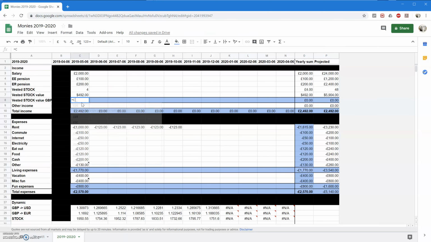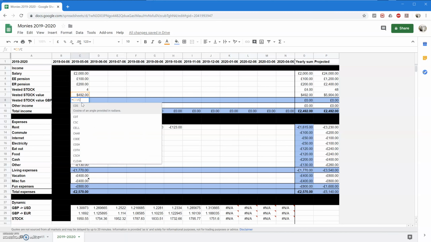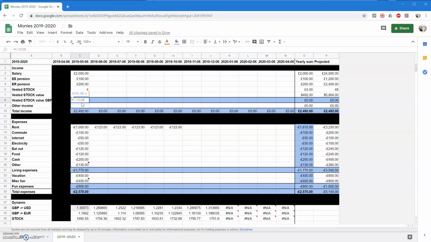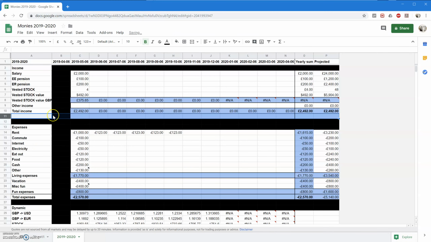It is C7 divided by C28. And actually, let's create another one. Total income including pension. So this is now including everything. No, it is not. It is even using the wrong value here. C8, our newly created one.